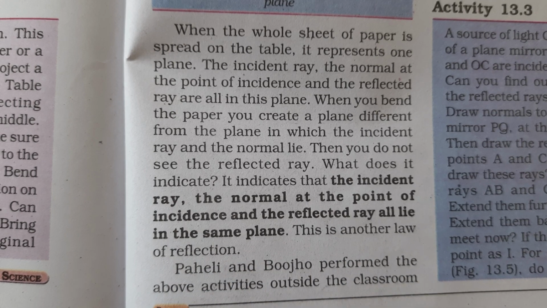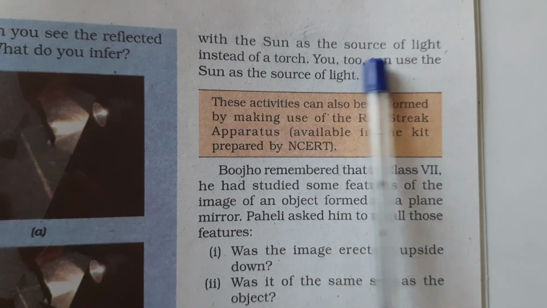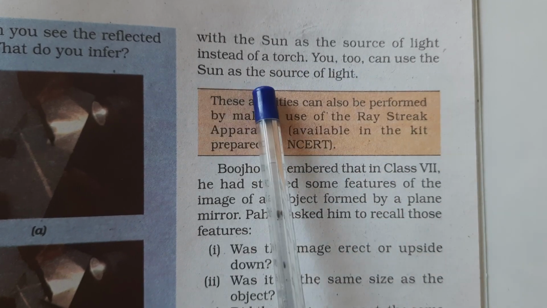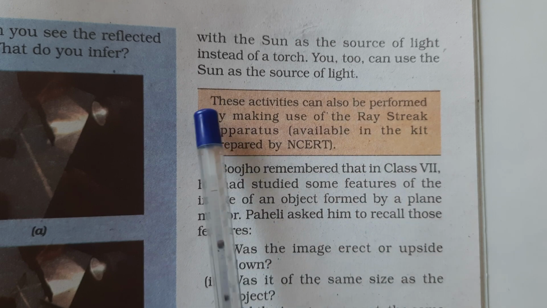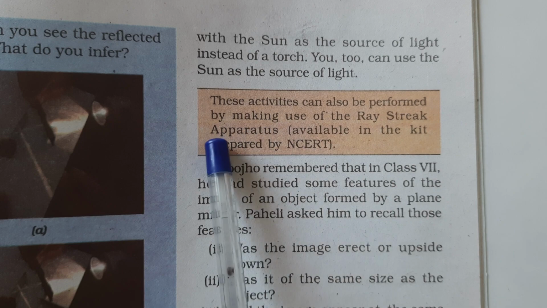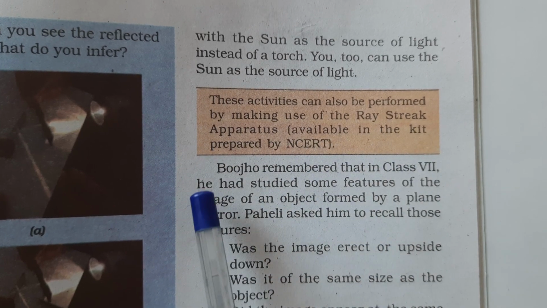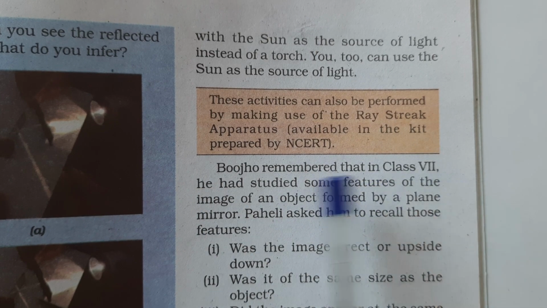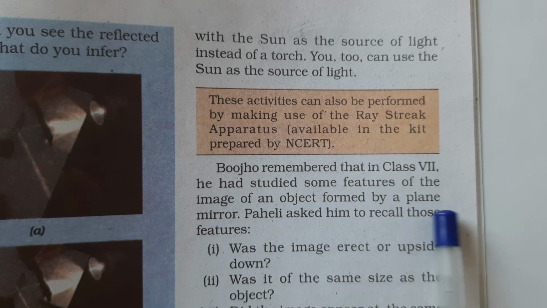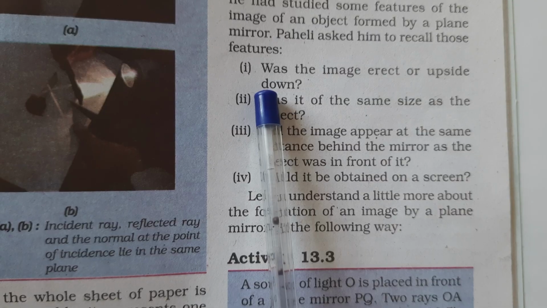Paheli and Bujo performed the above activities outside the classroom with the sun as the source of light instead of a torch. You too can use the sun as the source of light. These activities can also be performed by making use of the ray streak apparatus available in the kit prepared by NCERT. Bujo remembered that in class 7 he had studied some features of the image of an object formed by a plane mirror. Paheli asked him to recall those features.